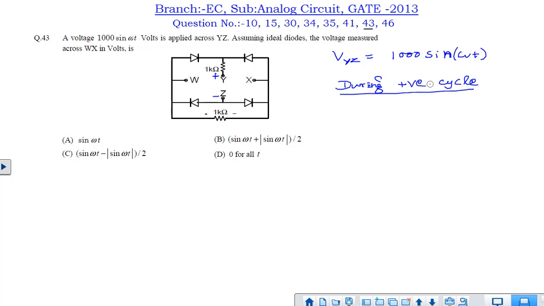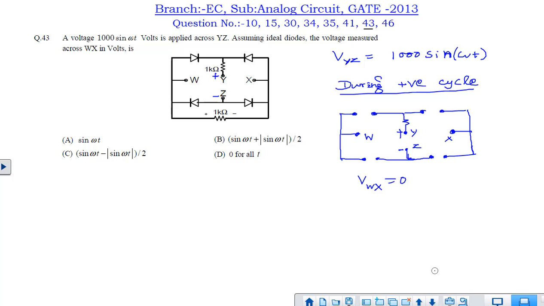Let us analyze the circuit during positive half cycle. During positive half cycle, if you see, this is positive, means this will be open circuited, this will be open circuited because they will be reverse biased. Similarly, these two will also be reverse biased. Hence, if we redraw the circuit during the positive half cycle, the circuit will be looking like this. So as there is no current flowing through this or through this, the voltage VWX will be 0 during the positive half cycle.